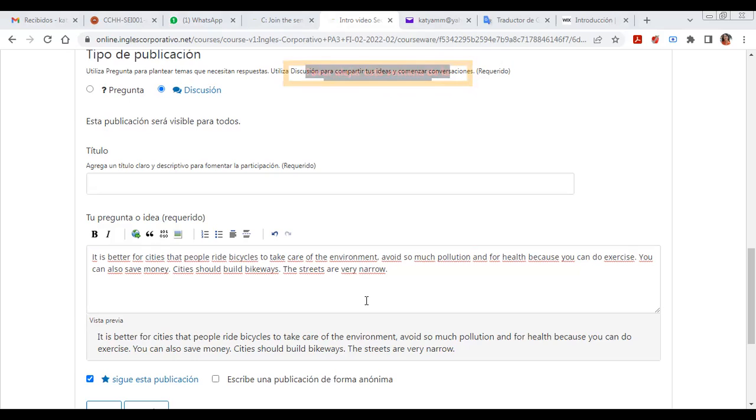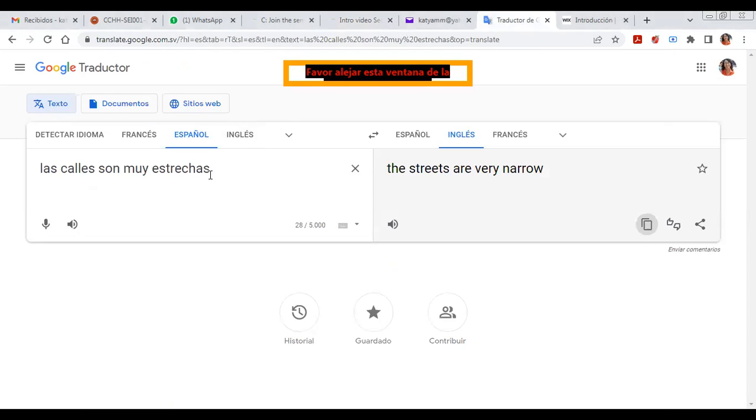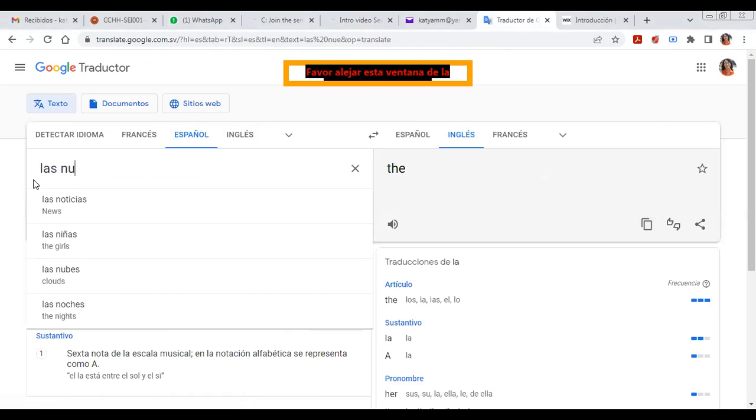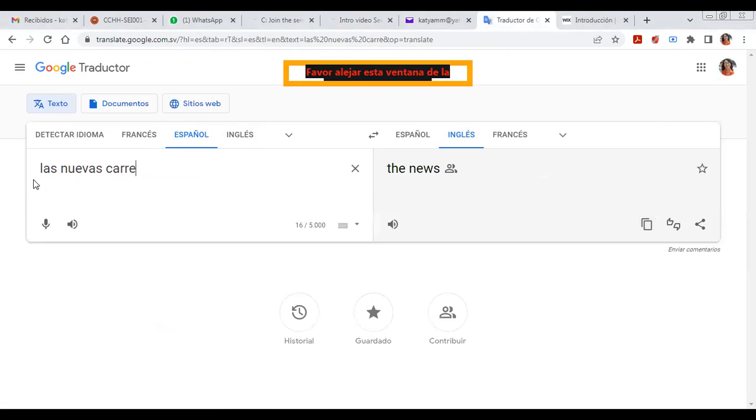But here in our country, I remember that the minister of the, I don't remember what it is, said that the new carreteras, how do you say in English? New roads, have bikeways, probably, but I don't know if it is true.